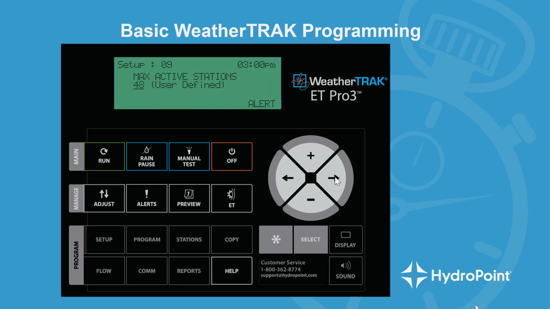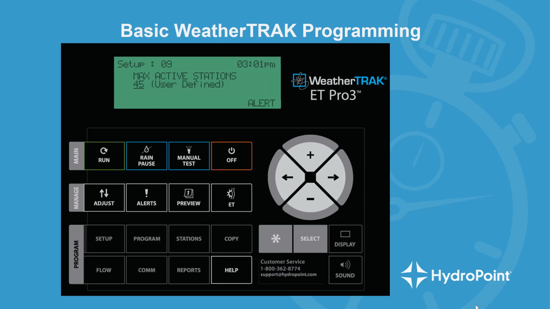So if I'm only using 45 stations, I would use my minus button and scroll down until my Max Active Station said 45. And once we've set our Max Active Stations, we're done on our setup menu and we're ready to move to the program menu. So we push our program button to bring up our program menu, and the first question on this menu is select the program. To keep things easy, we're going to keep all stations on program A, so we're only going to need to set up the start time and water window for program A.